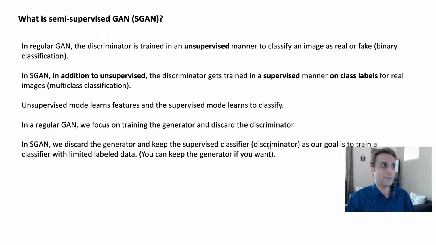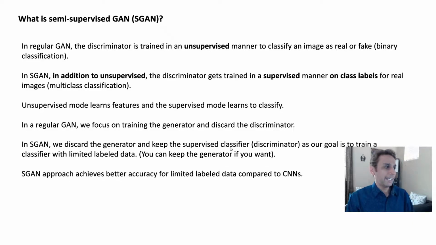Because the whole point of semi-supervised GAN is not to come up with a generator that gives you great images, but to come up with a classifier that works great in classifying your data. But that classifier got trained only on the limited amount of data that you got. So that's the whole point of semi-supervised GAN.